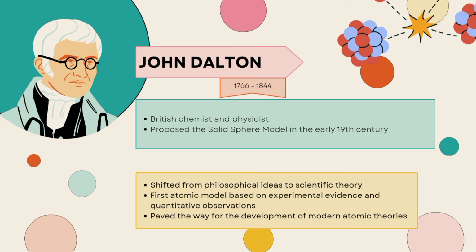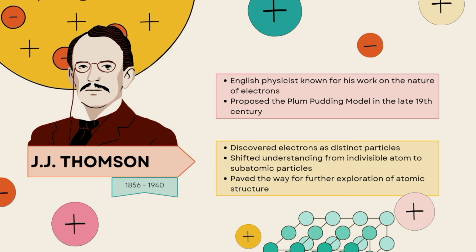J. J. Thomson, 1856–1940, English physicist known for his work on the nature of electrons. Proposed the plum pudding model in the late 19th century and discovered electrons as distinct particles. Shifted understanding from the indivisible atom to subatomic particles, and paved the way for further exploration of atomic structure.